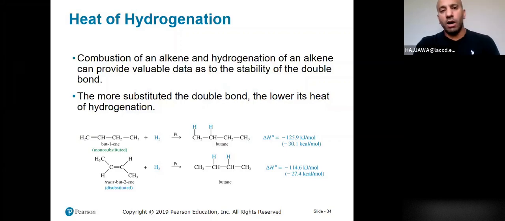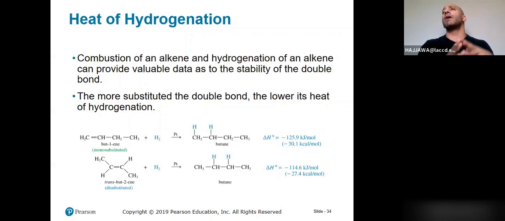The last thing I want to talk about in this part is the heat of hydrogenation. Heat of hydrogenation is talking about a reaction of an alkene with hydrogen in the presence of a catalyst. Hydrogen as a gas and the catalyst being platinum, nickel, or palladium. What would the outcome of a hydrogenation of an alkene be? Always the corresponding alkane. And this reaction happens to be exothermic. When I say exothermic, it releases heat.